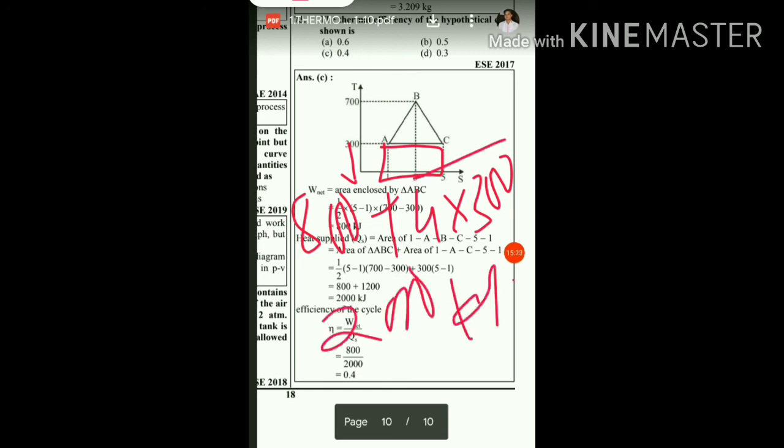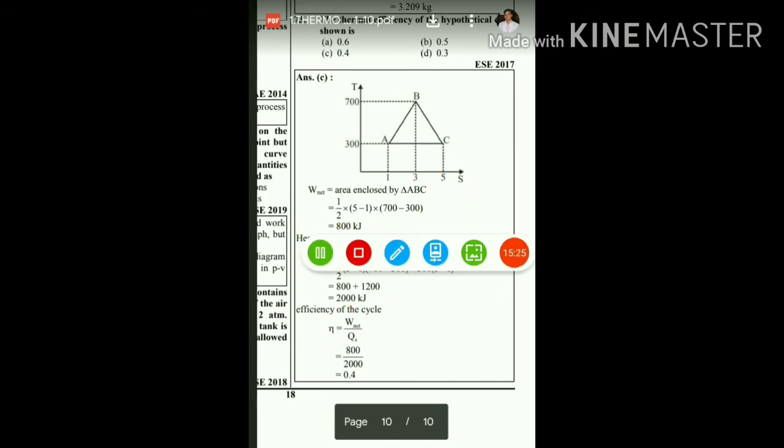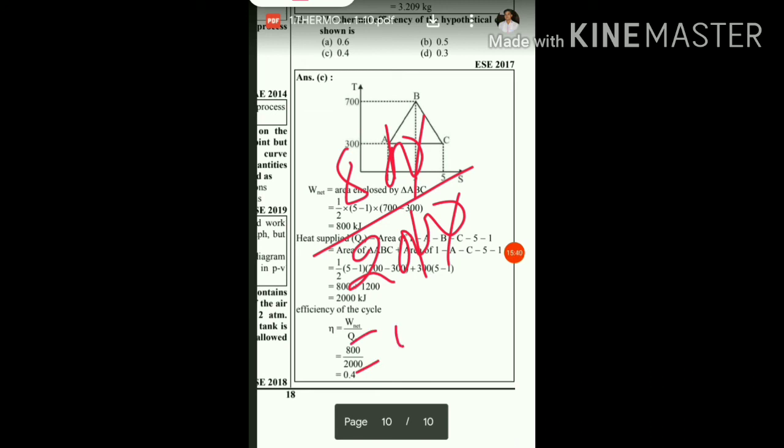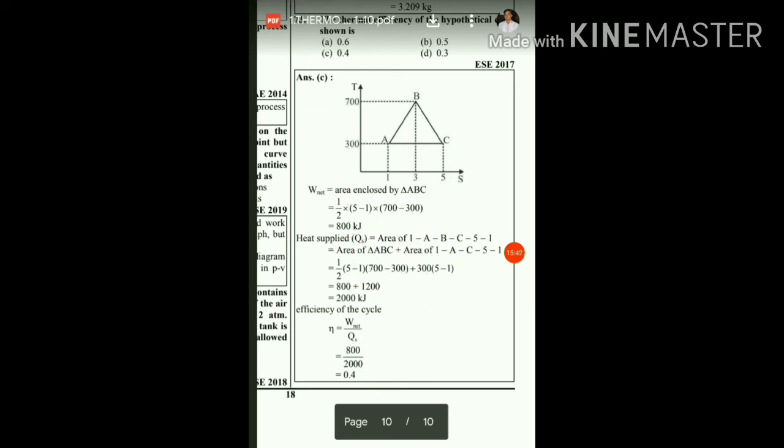Now we have to find out the efficiency. So efficiency will be equal to W net, which is 800 kilojoule, divided by the heat supplied, which is 2000. So it comes out to be 8 by 20, that is 0.4 or 40%. So for the given cycle the efficiency will be 40%.